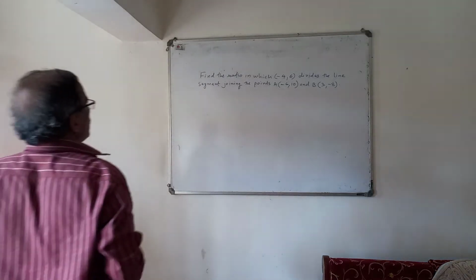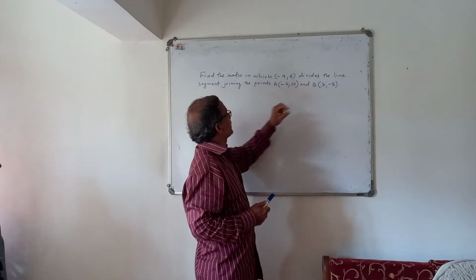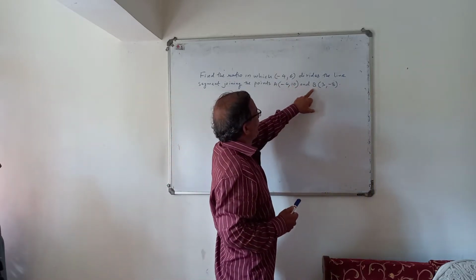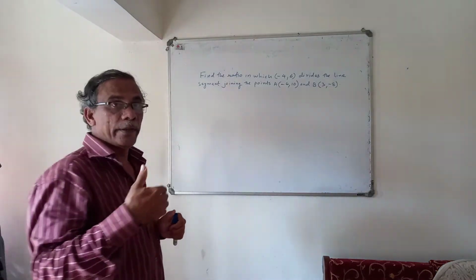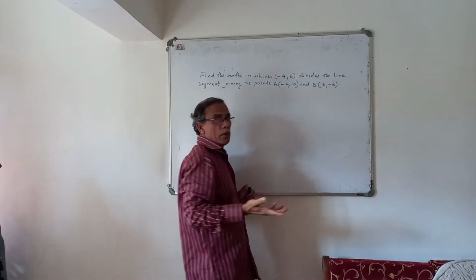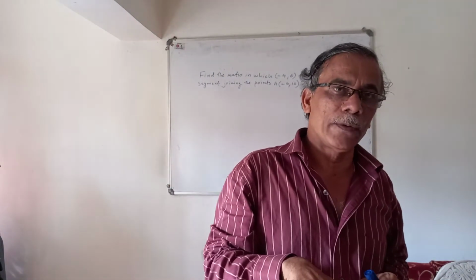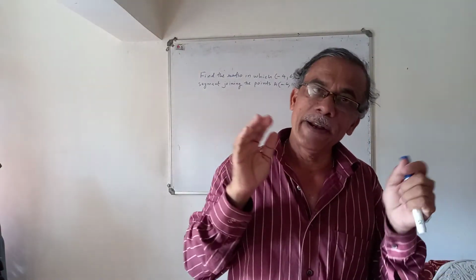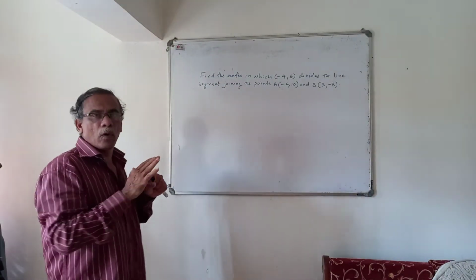Now next example, find the ratio in which (-4, 6) divides the line segment joining the points A(-6, 10) and B(3, -8). Now here what is given? You are given the coordinates of the point which divides the line segment, but in what ratio? That is not given. In the earlier example, the ratio was given to us and we were determining the coordinates of the point. Now the coordinates of the point are given and we have to determine the ratio.